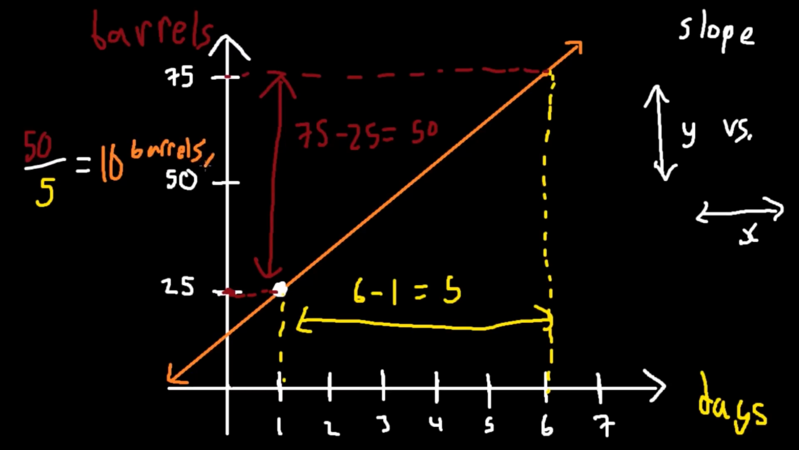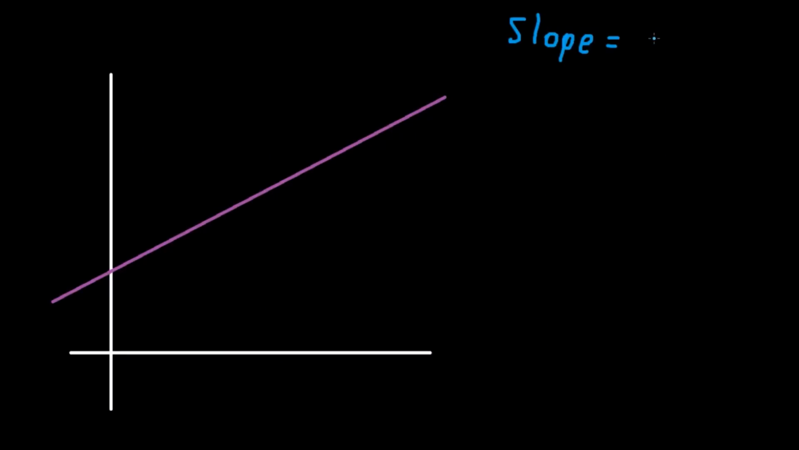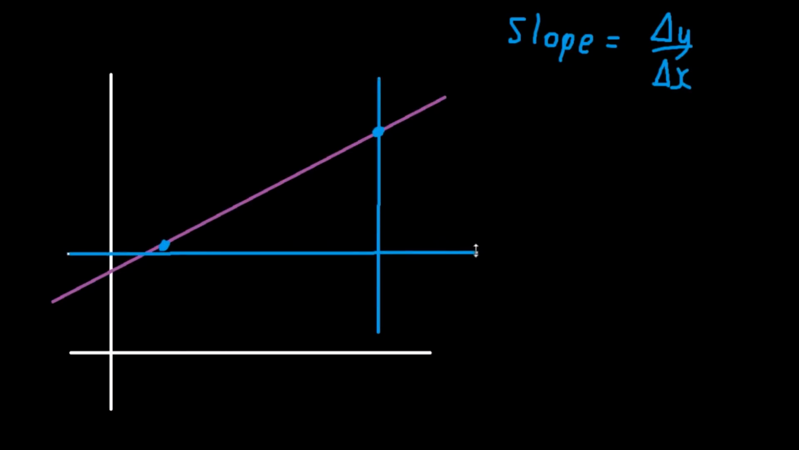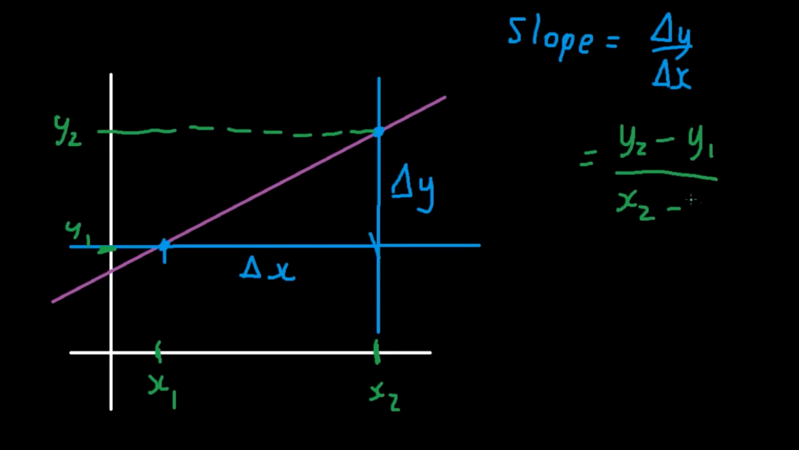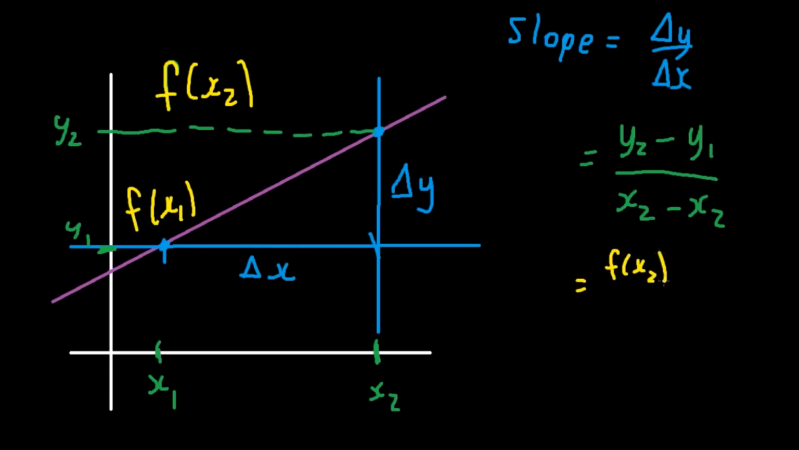With slope under our belt, let's express this as a formula so we can quickly refer to it. When we write it using the Greek letter delta to represent change of, slope equals delta y over delta x, the change in the y coordinate divided by the change in the x coordinate. Or we could write it as y2 minus y1 divided by x2 minus x1. When we have a specific function, y2 is really f of x2, and y1 is really f of x1. So now we can write out the slope formula using our function notation. Slope equals f of x2 minus f of x1, all divided by x2 minus x1.